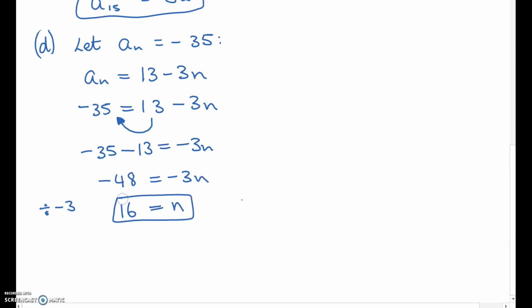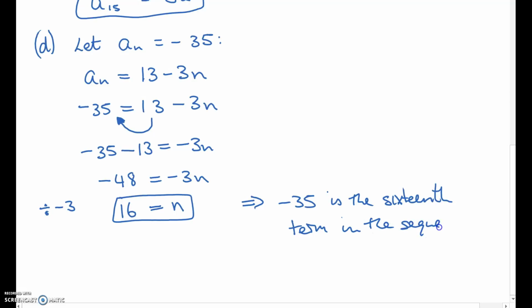And that means negative 35 is the 16th term in the sequence. Okay, that's it.